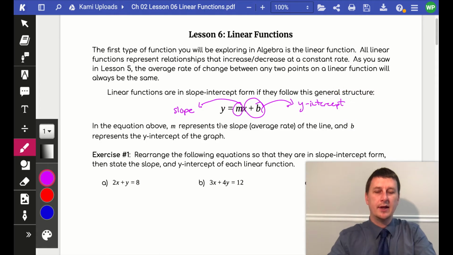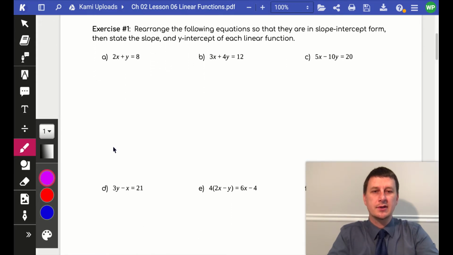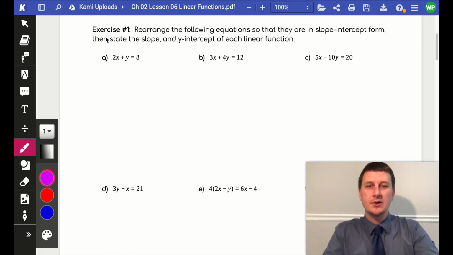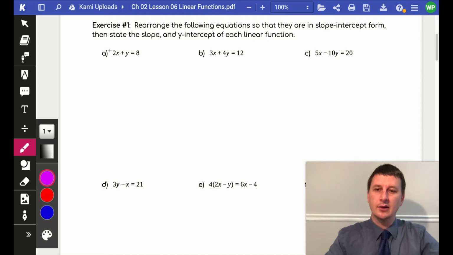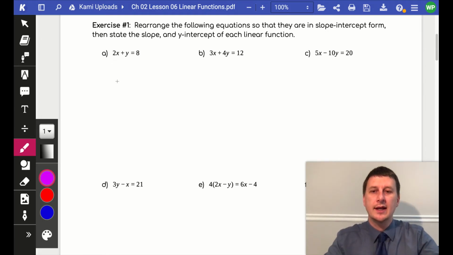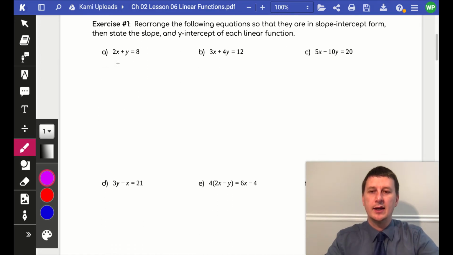Okay, now that we know this is the slope-intercept form of a linear function, we're going to look at exercise number 1. It says rearrange the following equations so that they are in slope-intercept form, then state the slope and y-intercept of each linear function. So we're going to have to do some rearranging here using inverse operations. Again, we're trying to get y by itself. We're going to isolate y in this first equation. Let's see what's stopping y from being isolated.